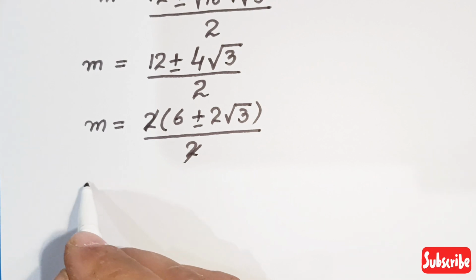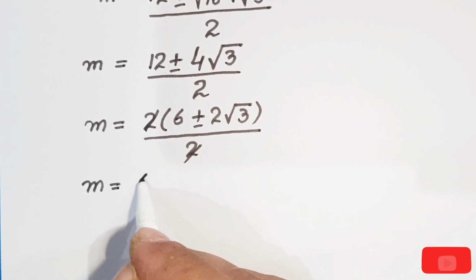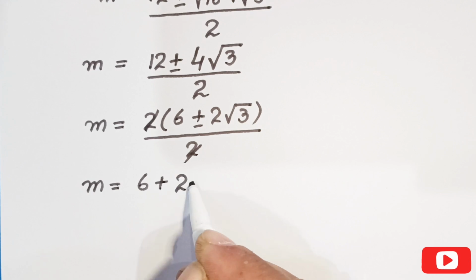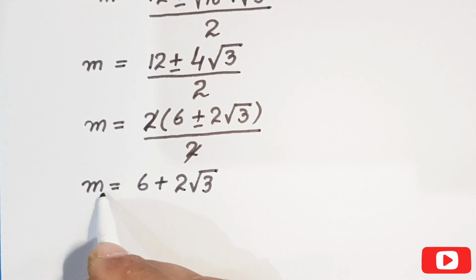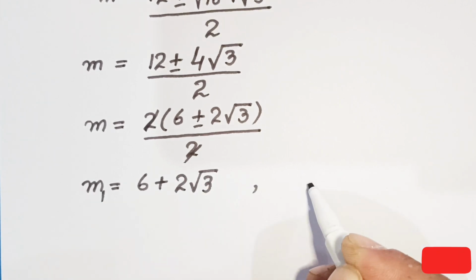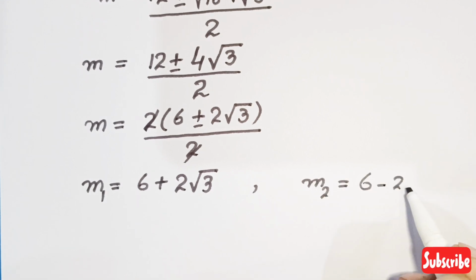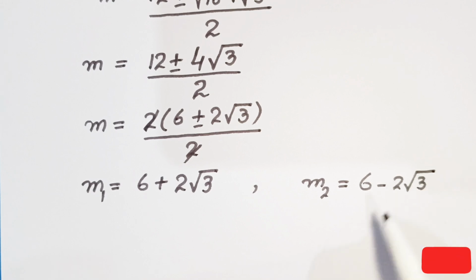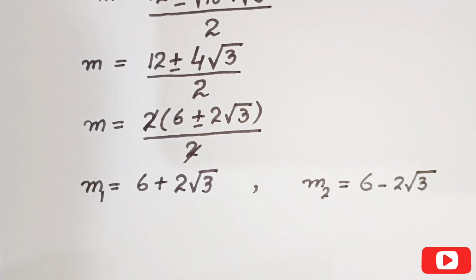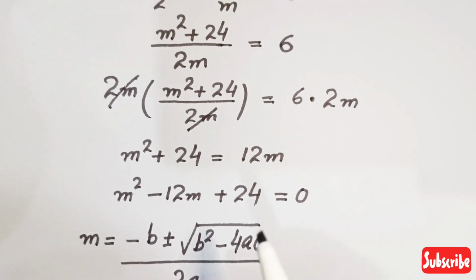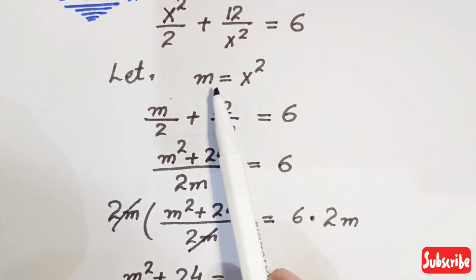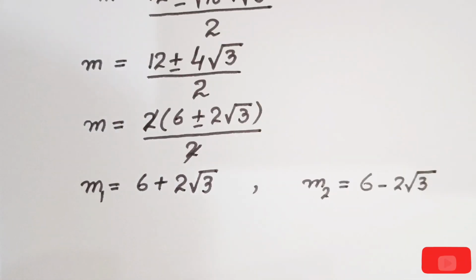Here we have m is equal to 6 plus 2 times the square root of 3. Let's say it is m1. And similarly m2 is 6 minus 2 times the square root of 3. Now we have to find the value of x. For this purpose we have to recall our substitution, which is m is equal to x squared.